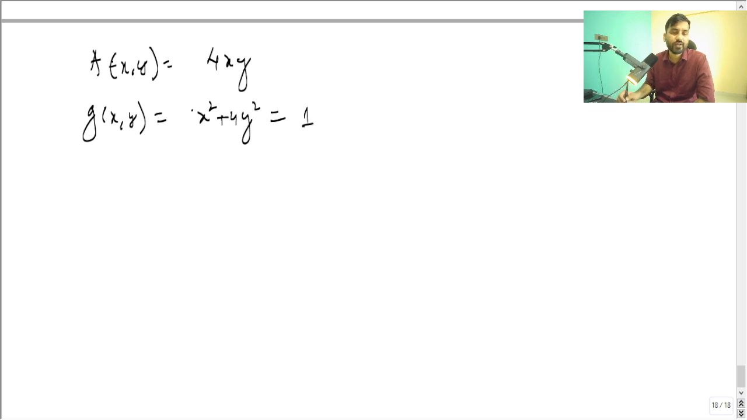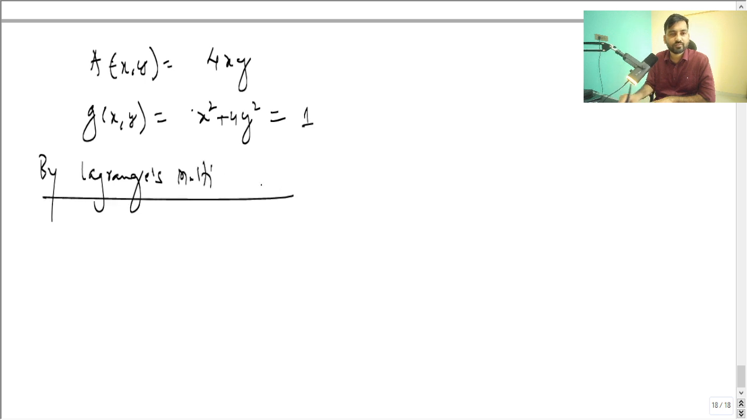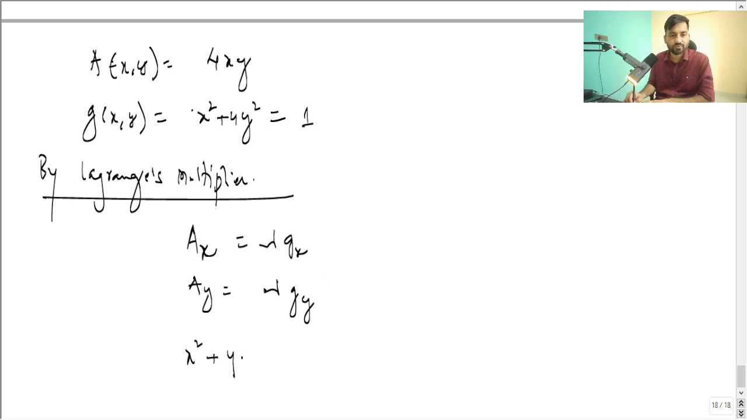equal to 1. Now what you have to do, you have to apply the method of Lagrange's multiplier concept. So in that you have to write A_x equal to lambda g_x, A_y equal to lambda g_y, where A stands for area. And this equation is already given, x square plus 4y square equal to 1. Now you can solve this.